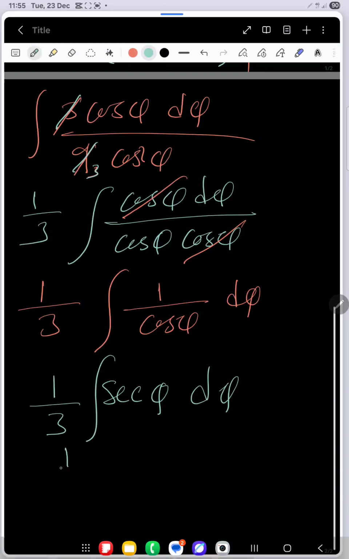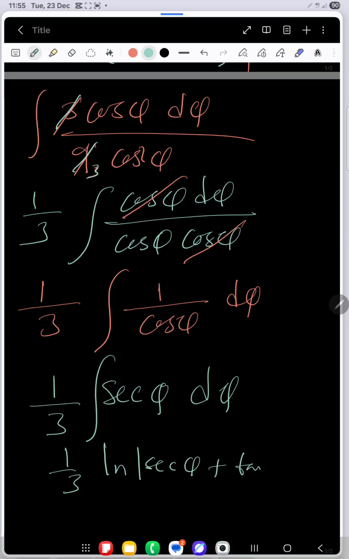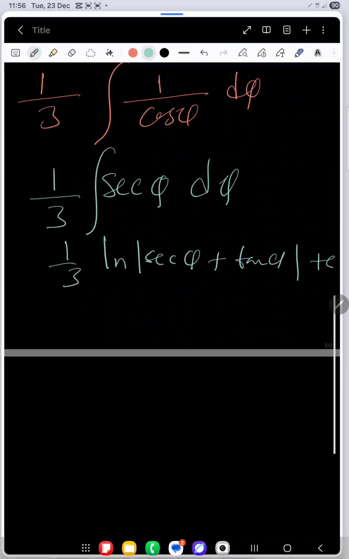So in this case, we're going to say 1 over 3, integrating the sec theta is going to give us natural log. So whenever you integrate a sec theta, the answer that you get is simply the natural log of sec theta plus tan theta, like that, then plus c. So this is the final answer that you are going to get.